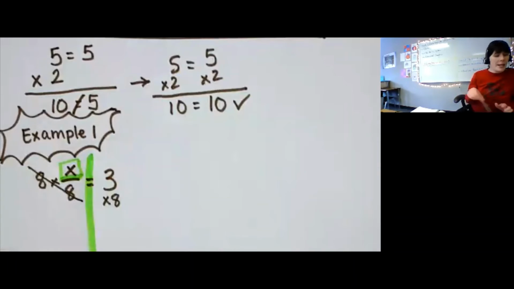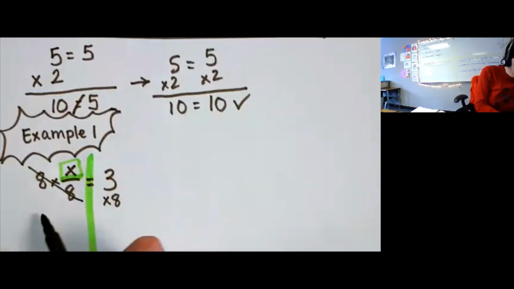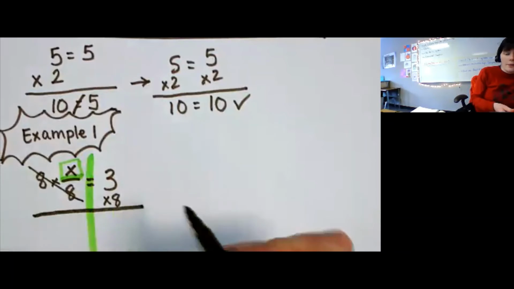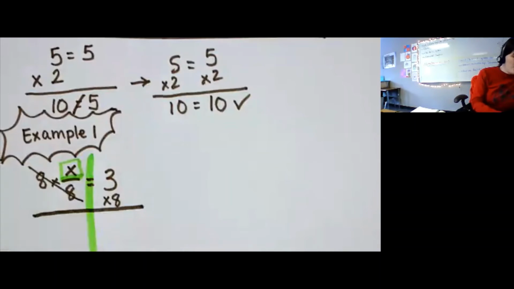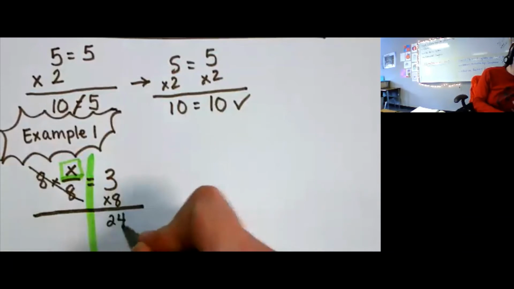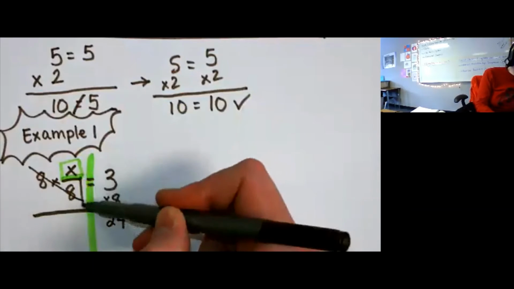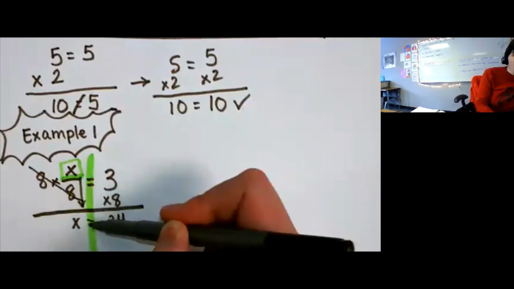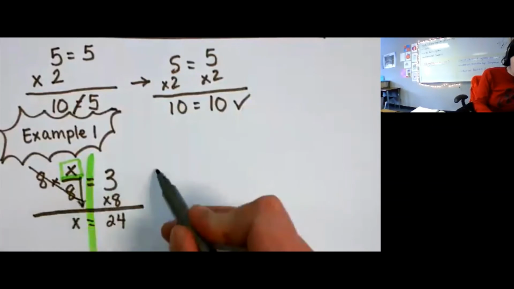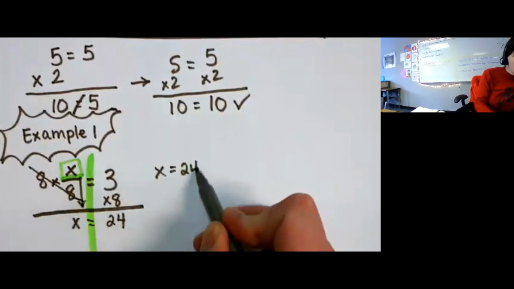So 3 times 8 is 24. Our 8's on this side have canceled out because 8 divided by 8 is 1, and our x drops down. And our final answer is x equals 24.